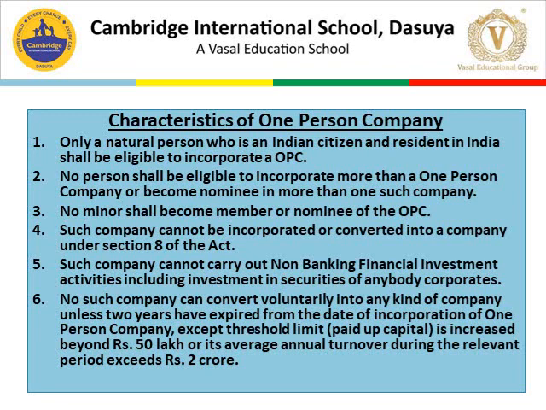Number three, no minor shall become member or nominee of the OPC. A minor means a person less than 18 years of age, who cannot become a member or nominee of a one person company. Fourth, such company cannot be incorporated or converted into a company under Section 8 of the Companies Act 2013.